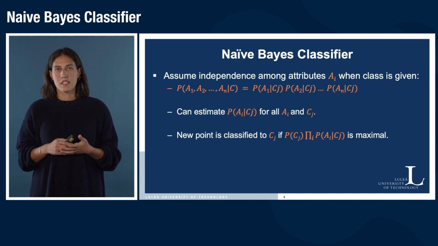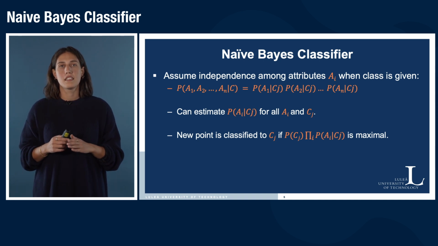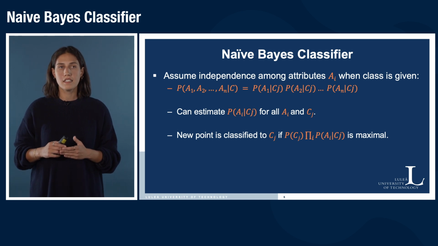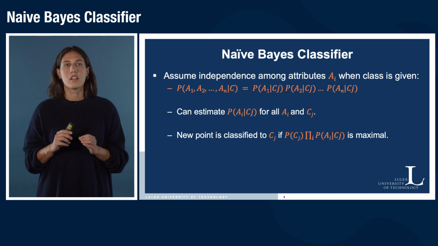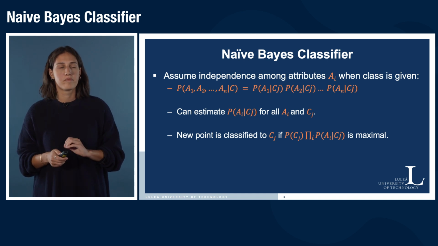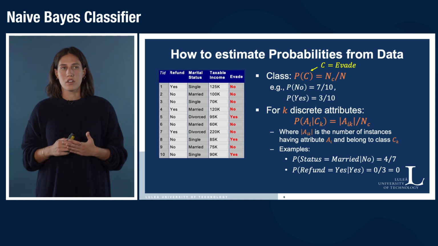Here comes the NaiveBayes classifier, and it is called naive because it assumes independence among attributes when a class is given, meaning that the likelihood of all attributes given the class can be estimated by computing the probability of every attribute given the class separately. Let's see an example to make things more clear.